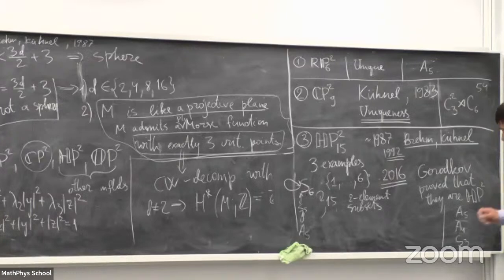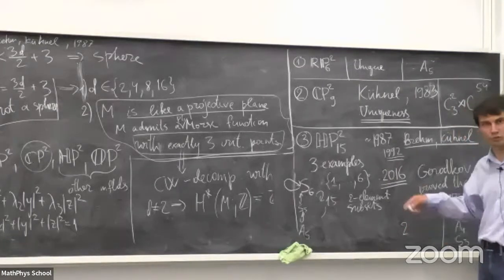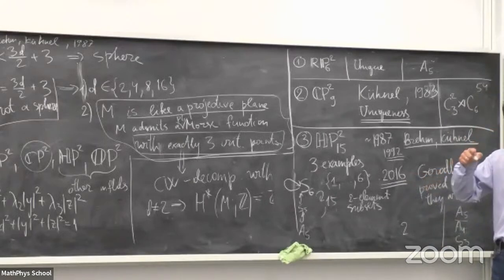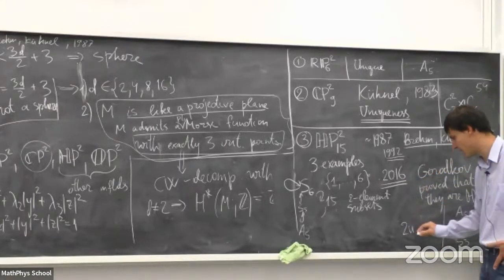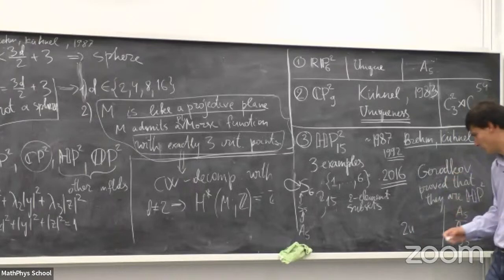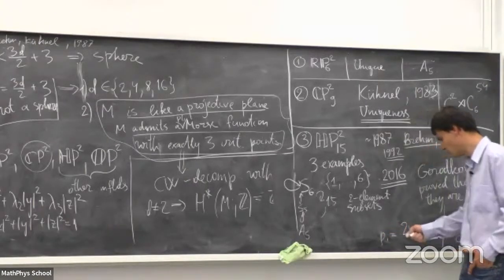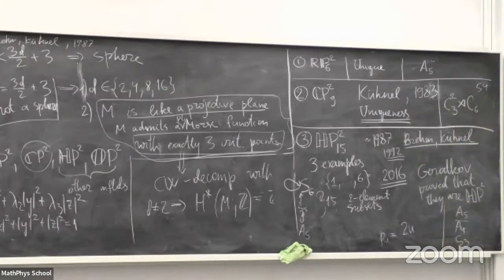This Pontryagin number is 2. Not Pontryagin number, Pontryagin class is 2 multiplied by the generator. So P1 is 2 multiplied by the generator. Okay, maybe later I return to it.